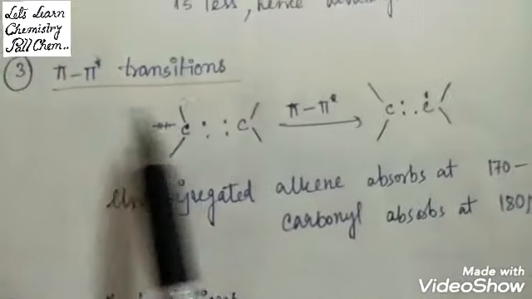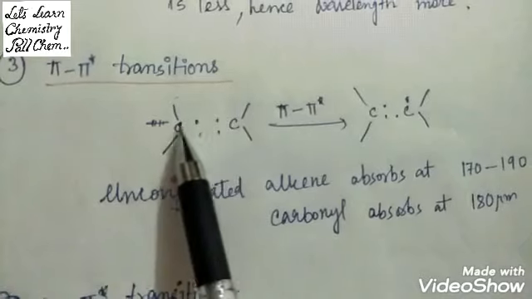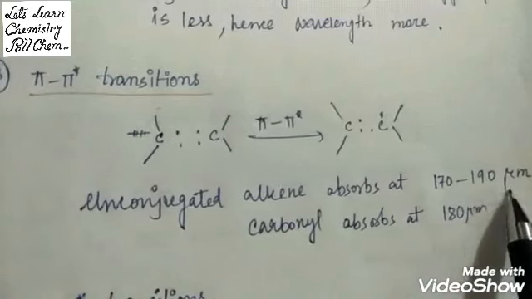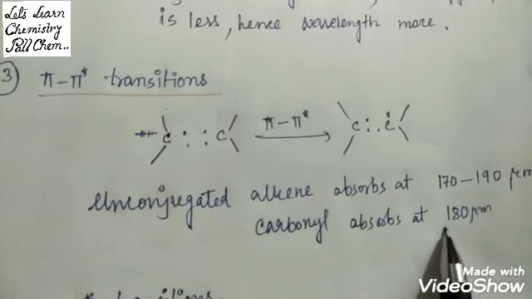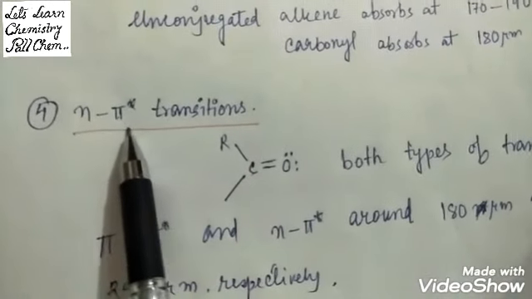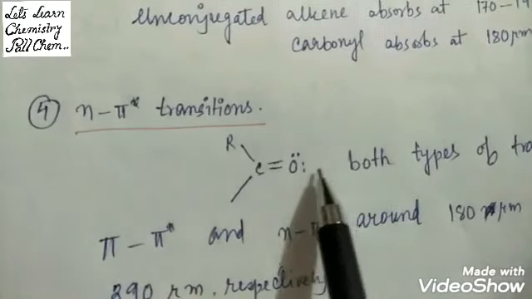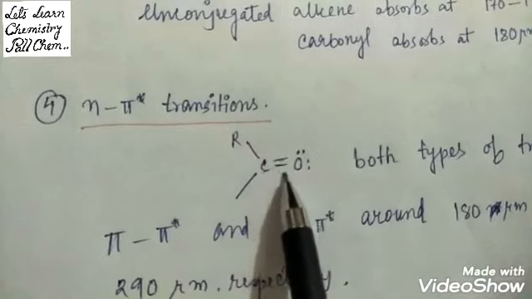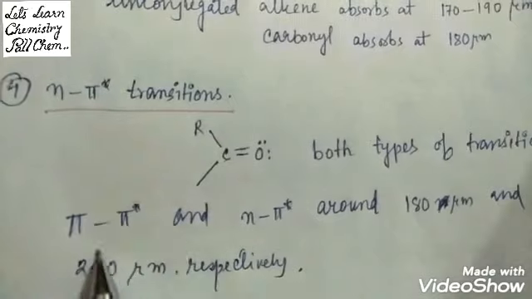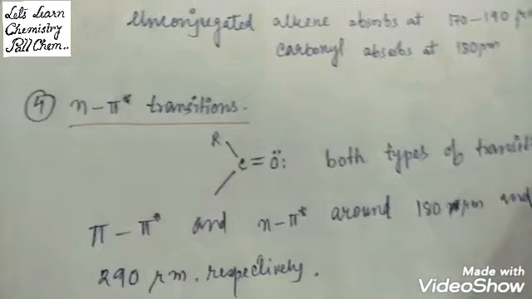Similarly, the pi to pi star transition occurs for unsaturated systems which have a pi bond. So an unconjugated alkene absorbs at 170 to 190 nanometers and a carbonyl absorbs at 180 nanometers. Similarly, the non-bonding to anti-bonding pi star transition occurs where the molecule has a lone pair of electrons as well as unsaturation. So carbonyl compounds show both types of transition, pi to pi star and n to pi star, at 180 nanometers and 290 nanometers.